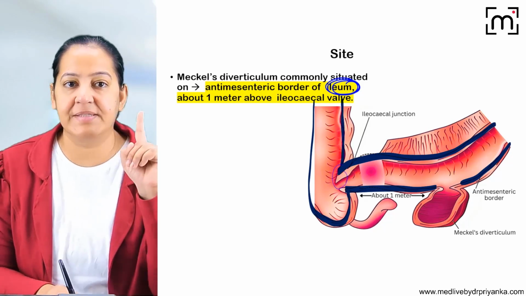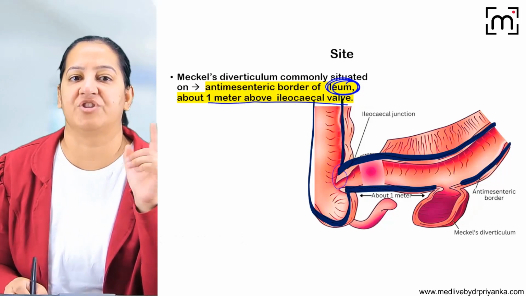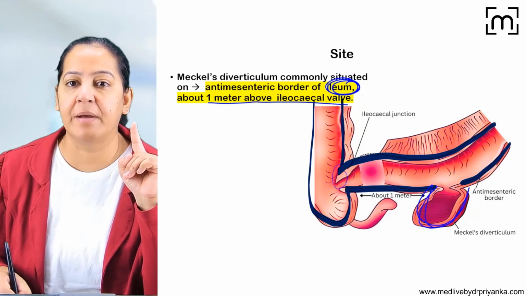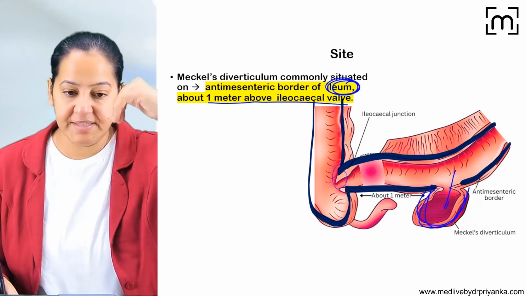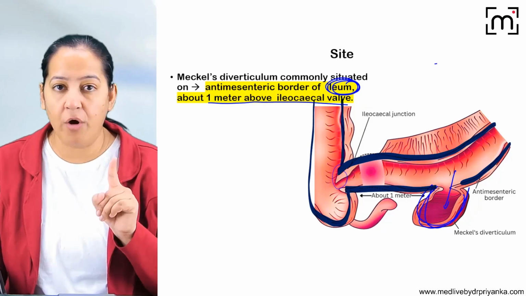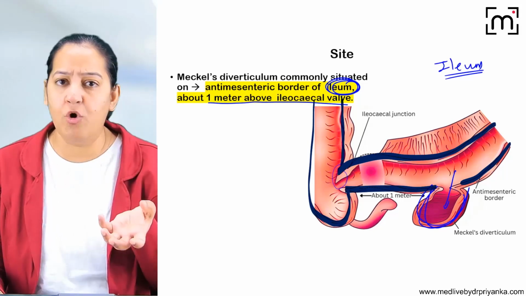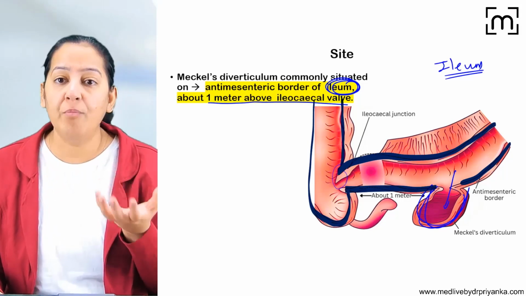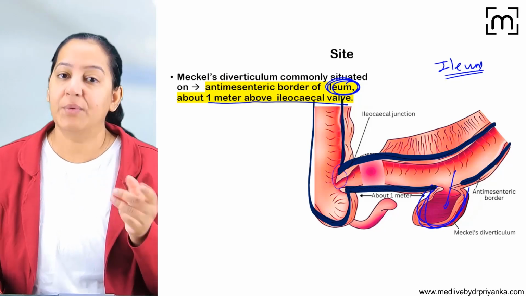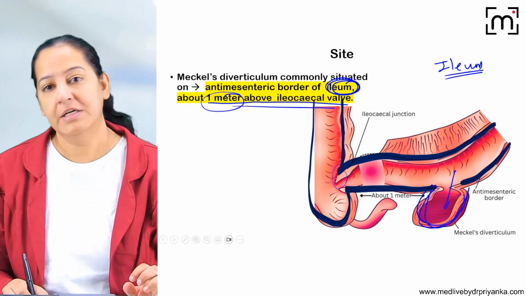It is present about 1 centimeter above the ileocecal junction. This is Meckel's diverticulum. You can see it's a protrusion, an outpouching from the wall of the ileum. Name the organ: it is the ileum. Where in the ileum? The ileum is very long, many meters. So where exactly is it present in the ileum? It is present nearly 1 centimeter above the ileocecal junction.